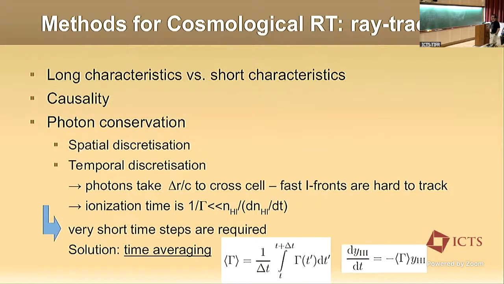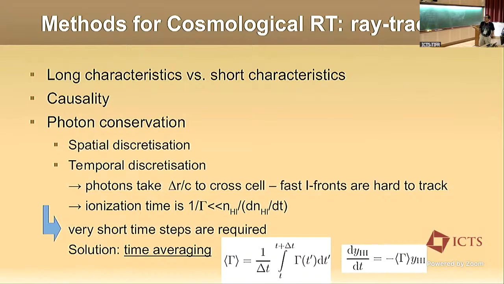What about the time discretization? Well, for our code, there are different ways to do it. One way is just to take short time steps. The time for a photon to cross a cell is just the size of the cell divided by the speed of light, because photons travel at the speed of light. So if you have a fast ionization front, that makes it hard to track. You need to make very small time steps forward.